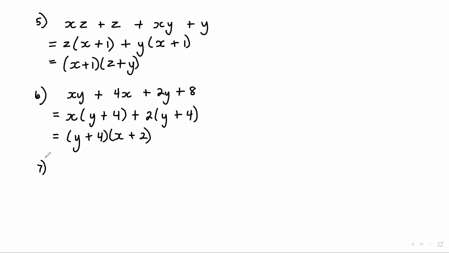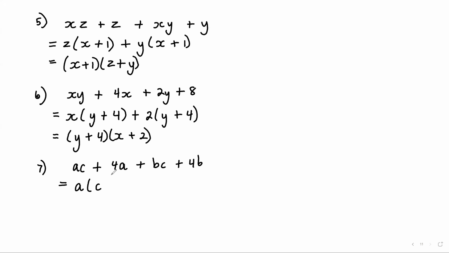Number 7 was ac plus 4a plus bc plus 4b. The common factor between ac and 4a is a.